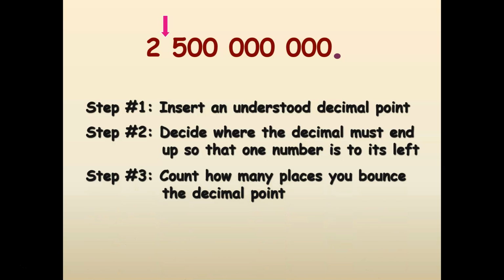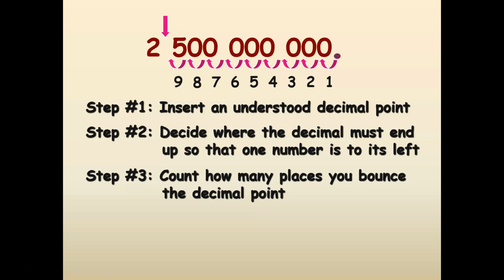Next, we have to count the number of places that we have to bounce where the decimal point is to where we need it to go. So we're going to go 1, 2, 3, 4, 5, 6, 7, 8, 9 places. And we're going 9 places to the left.